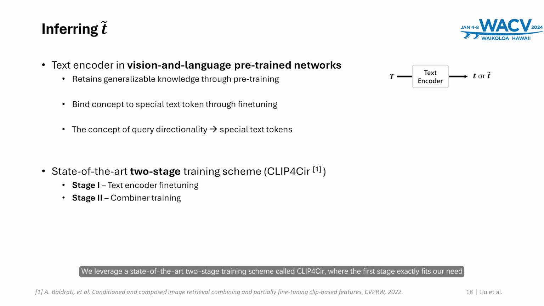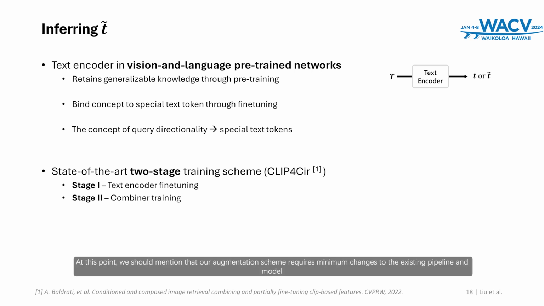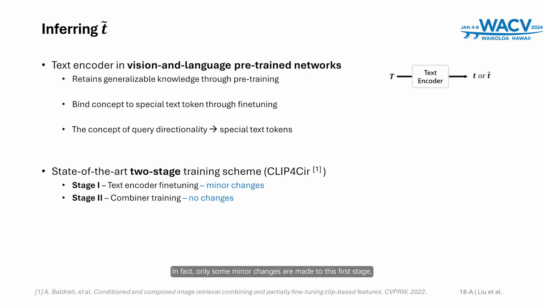We leverage a state-of-the-art 2-stage training scheme called CLIP4CIR, where the first stage exactly fits our need. Following that, the second stage is the training of a model termed the combiner. At this point, we should mention that our augmentation scheme requires minimum changes to the existing pipeline and model. In fact, only some minor changes are made to the first stage, while the second stage and the combiner model is completely unchanged. Importantly, there is no change to the inference pipeline at test time.